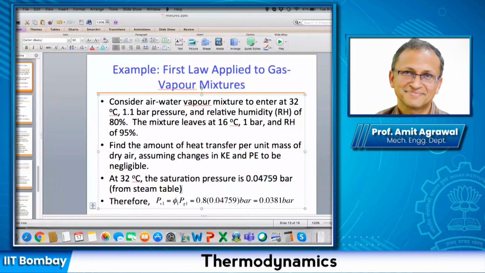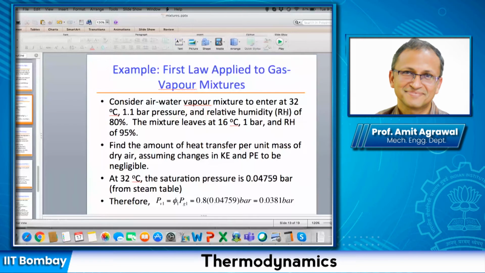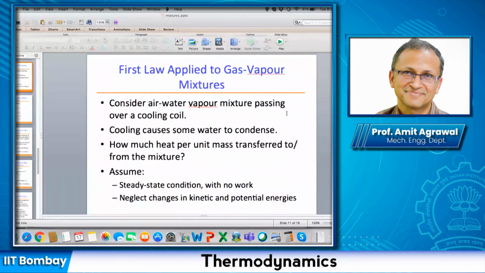Then I can find the partial pressure of air as the total pressure minus the partial pressure of the vapor, and use that to compute the specific humidity. That's how we can find out the relative humidity and specific humidity.